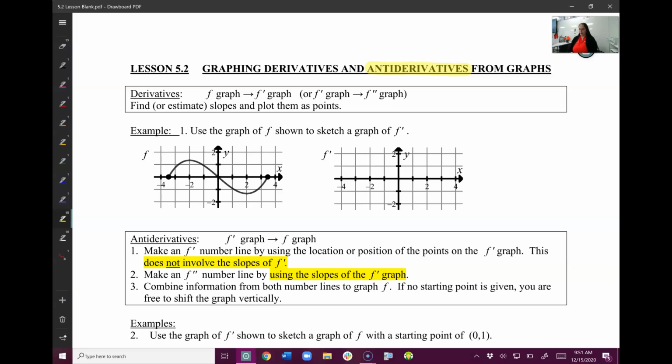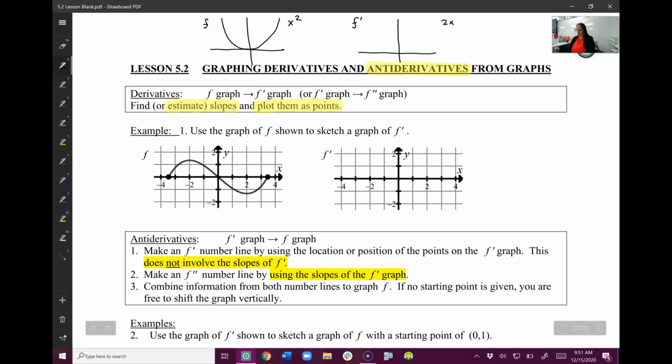If I want to go from the original graph to the derivative graph, or from the derivative to the second derivative, or from the second derivative to the third derivative, anytime I go one more derivative, what I'm really doing is estimating the slopes and plotting them as points. So, for example, if I take a quadratic, x squared, we know the derivative of this is going to be 2x. We know that from experience.